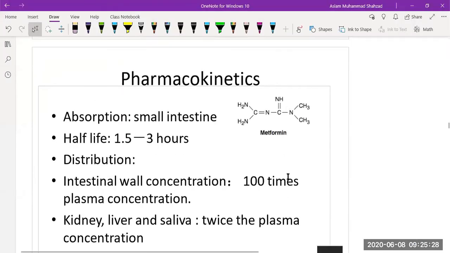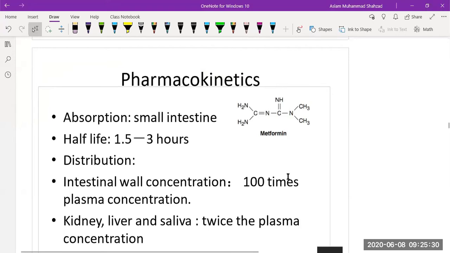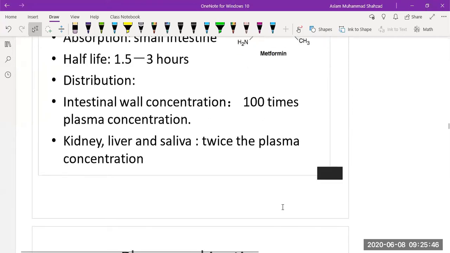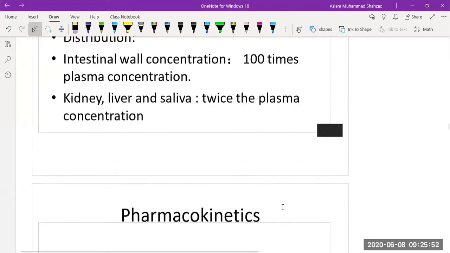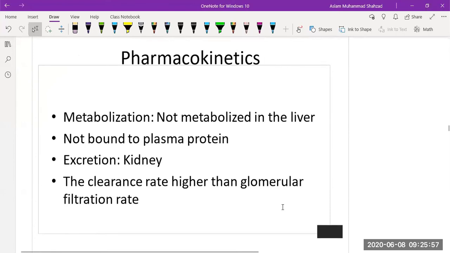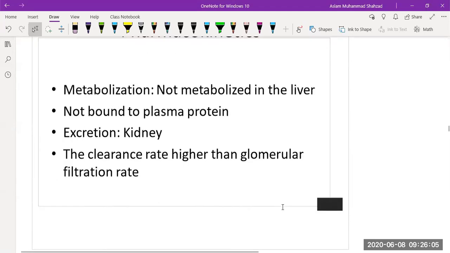The pharmacokinetics: absorption is in the small intestine. I already mentioned before that their effect is on the intestine or on the liver. So they are absorbed in the small intestine. Half-life is 1.5 to 3 hours. Distribution in the intestinal wall is 100 times the plasma concentration, and in kidney, liver, and saliva it is twice the plasma concentration. The pharmacokinetics further explain that they are not metabolized in the liver and not bound to plasma protein, and are excreted through the kidney. The clearance rate is higher than the glomerular filtration rate.